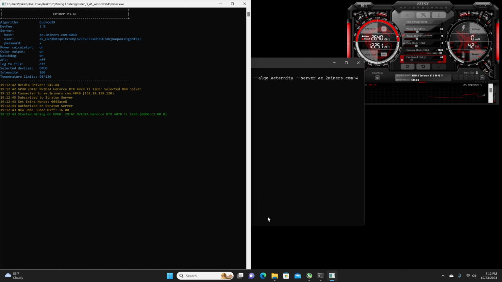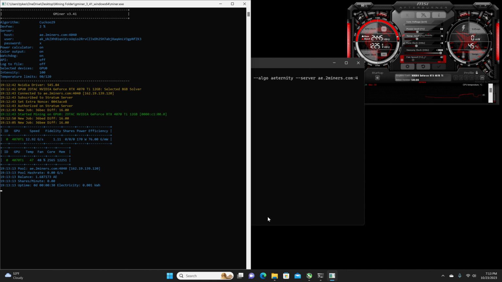So with this overclock, I was getting 13.50 to 13.52 with a power draw of 170 watts, or anywhere from, kind of fluctuated a little bit, 169 to 170 watts on the software. And then at the wall, currently I am getting 292 to 297 at the wall.